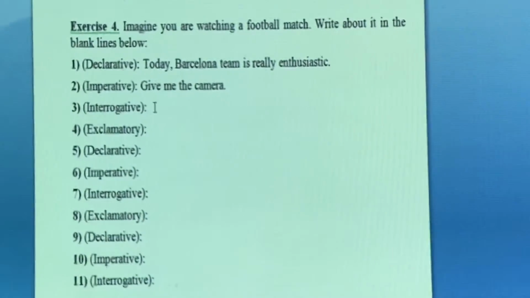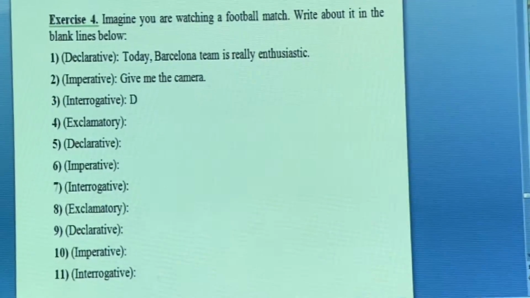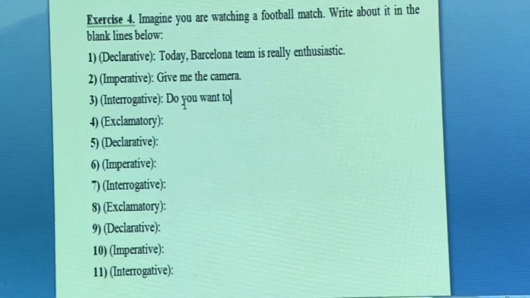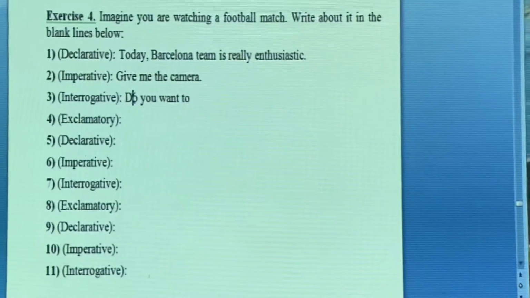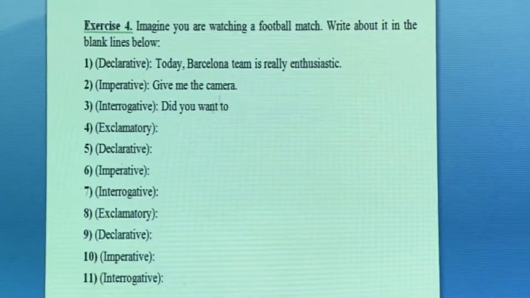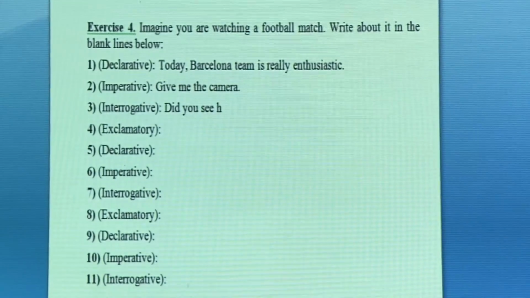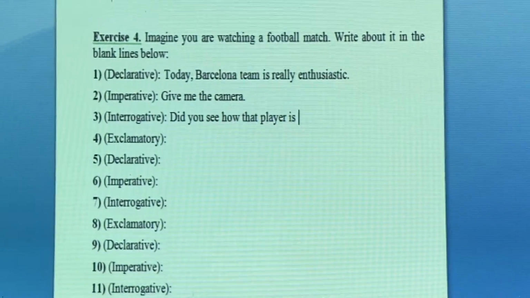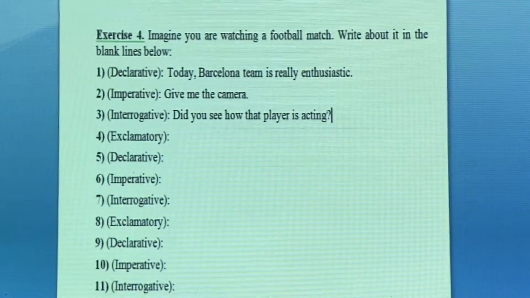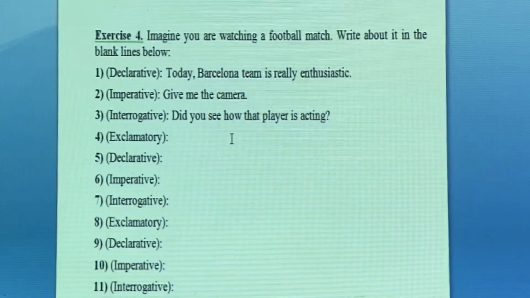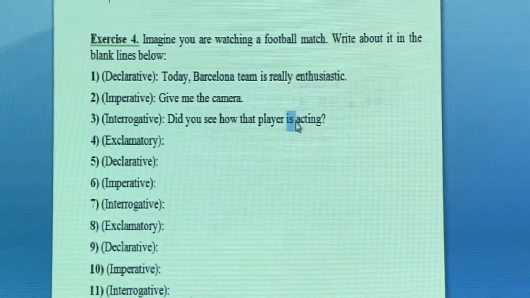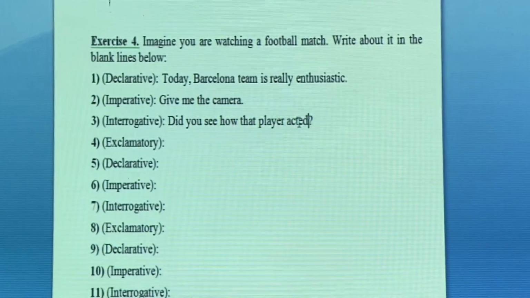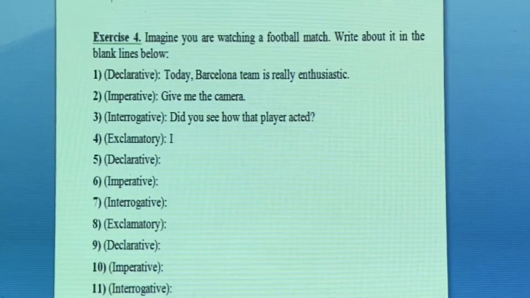Interrogative. Your friend is asking you, do you want, or he can say, for instance, did you see how that player is acting? Okay, a question. Did you see how that player is acting? Or did you see how that player acted? Maybe he pushed another player or something. Did you see how that player acted? Exclamatory, you say, I can't believe it.